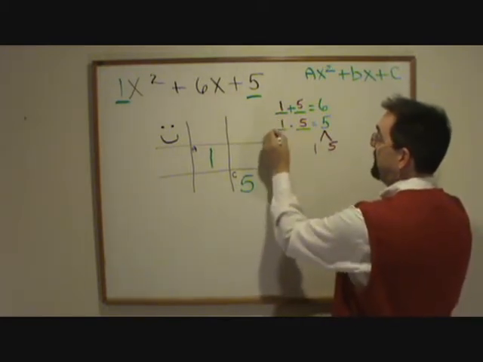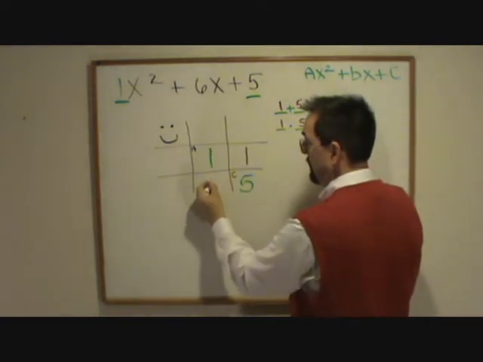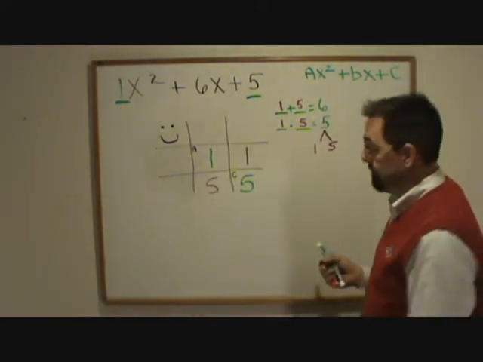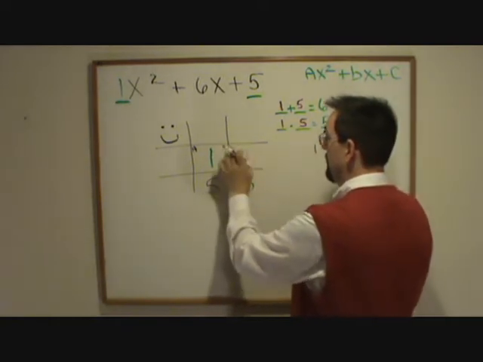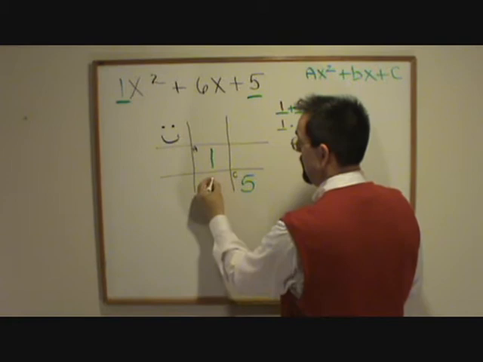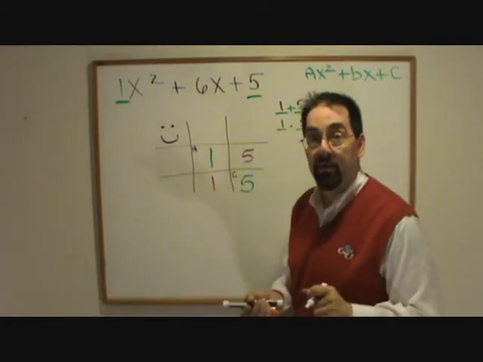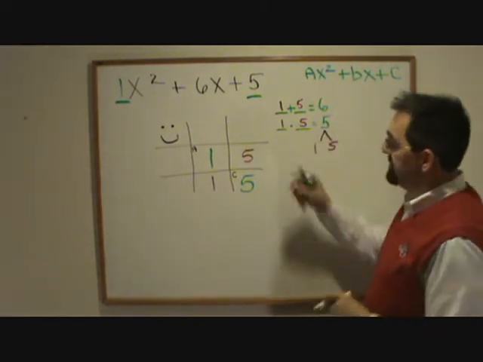Now, with these 2 numbers, we can put them here and here. Either way, I could have gone 5 and 1, or 1 and 5. Either way, we're still going to get the correct answer. Okay, let's leave it like this.